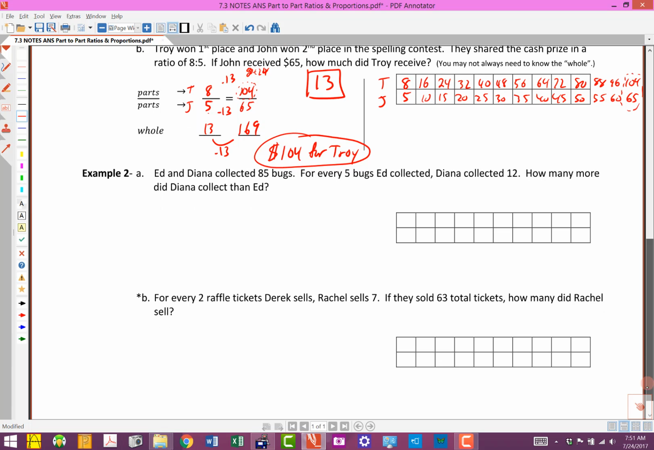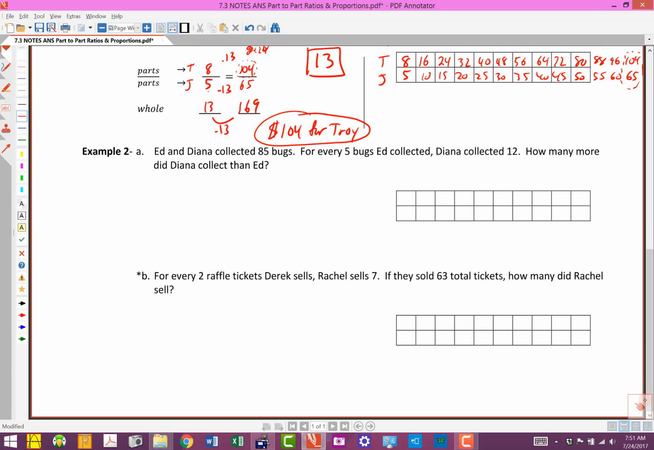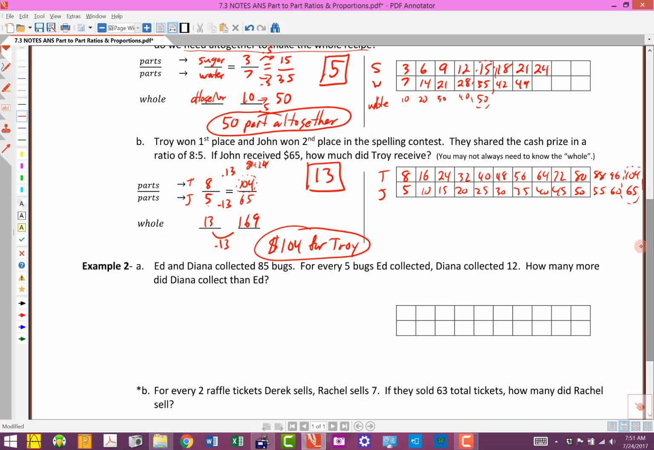All right. Let's run through and do just a couple more quick ones and we'll be done. It says Ed and Diana collected 85 bucks. Oh, one more thing I wanted to mention about this.